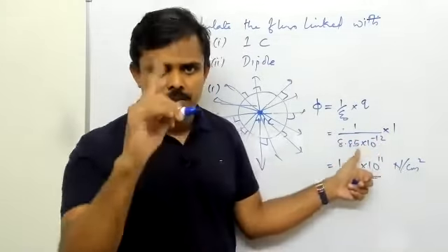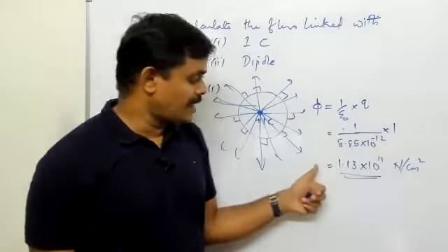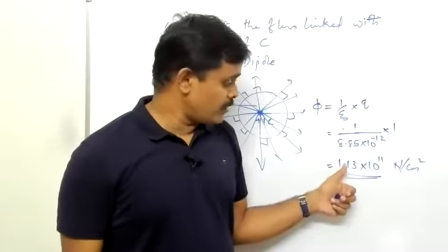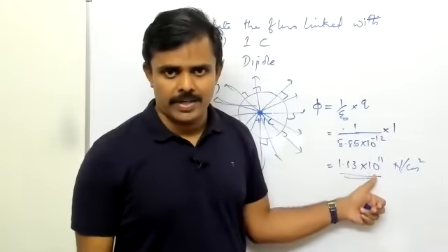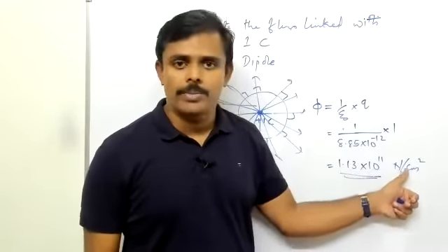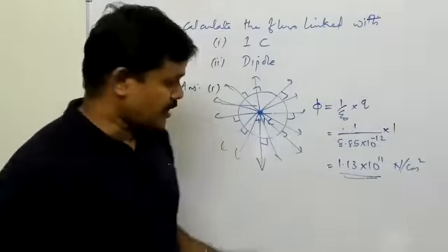Into charge enclosed is 1 coulomb. You put it over here, and then if you calculate, you're getting what? 1.13 into 10 power 11. Flux's unit is Newton per coulomb into meter square. Okay. That is question number 1.